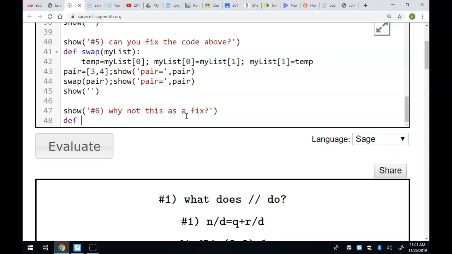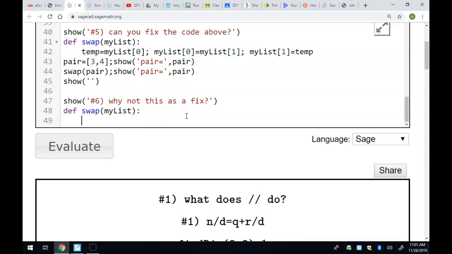So they defined another swap function. So we're overriding the swap function again, let's say with my list as the input parameter, or the argument. And so what it does here is simply return a list comprised of my list sub 1 followed by my list sub 0, because we only have a 0th element and a 1th element. That's not English, I know.